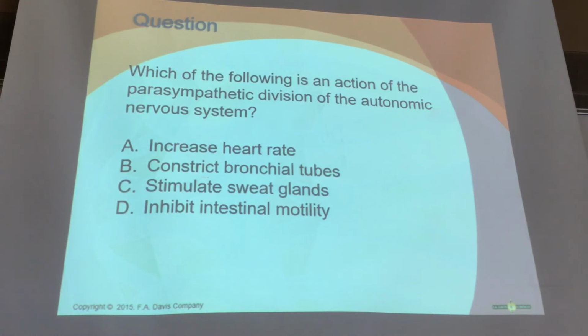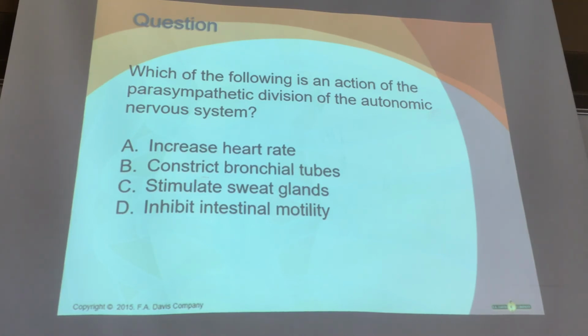Okay, which of the following is an action of the parasympathetic division of the autonomic nervous system? I want you to think about these responses that might happen in your body. Yeah, B. So parasympathetic is rest and digest. And so increasing your heart rate, not a big deal. Stimulating sweat glands, that happens when you're excited.